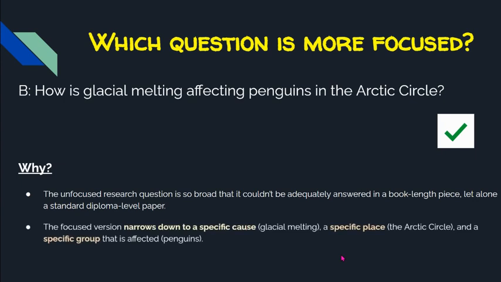The other version that we see on the screen here as well, it really narrows down to an actual specific cause. Okay, glacial melting, one actual particular topic. Okay, that can be researched. It narrows it down as well to a specific place. We're just looking at the Arctic Circle. In the first one, it didn't specify a location. And also, there's a specific group. We're looking at penguins. Okay, we can't look at everything. We can only look at a particular group or groups. So my biggest thing with research question writing is, and my biggest tip is, when in doubt, make a research question as narrow and as focused as possible.